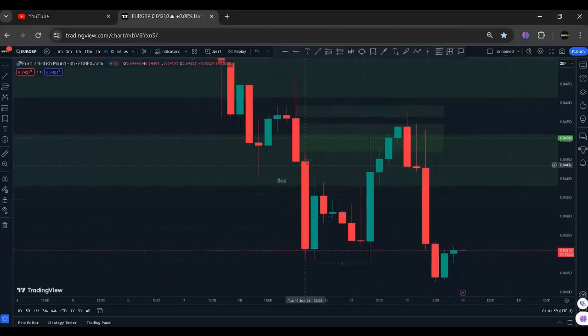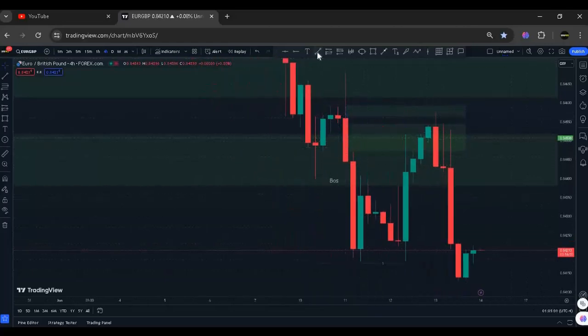So as you can see, we're in the 4-hour fair value gap, and just above that fair value gap we have this order block, and you can see price right here filled the order block and then failed to close above it. It closed below it within the fair value gap.